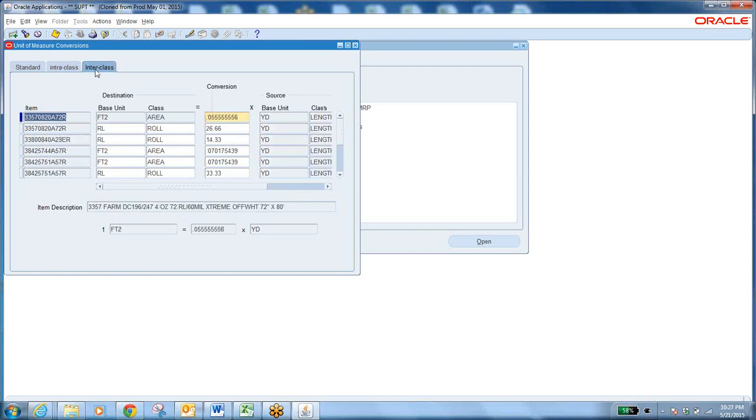Okay, now come to here. For this item, the base primary unit of measure is square foot, area. One square foot equals this many square yards. Whereas, sorry, this is square foot, area, whereas that is length. I told you, meter comes under length, square meter comes under area. So meter is length, meter square is area. But the common thing is meter. That's where we have a relation between length and area, which are two different classes, but related through meter. That is called intra-class.